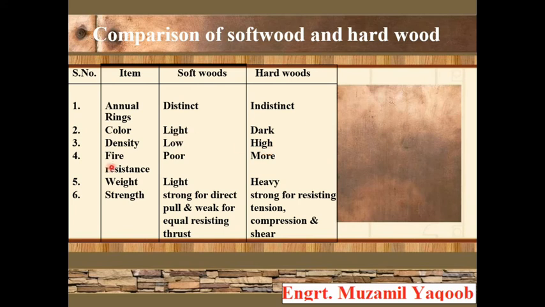The fourth quality is fire resistance. The fire resistance of softwood is very poor, and hardwood will give you more fire resistance. If we talk about weight, softwood normally has lighter weight, and hardwood, as we can imagine, has heavier weight as compared to softwood. And the last quality is strength. The strength of softwood is good for direct pull and weak for resisting thrust, and hardwood is strong for resisting tension, compression and shear.